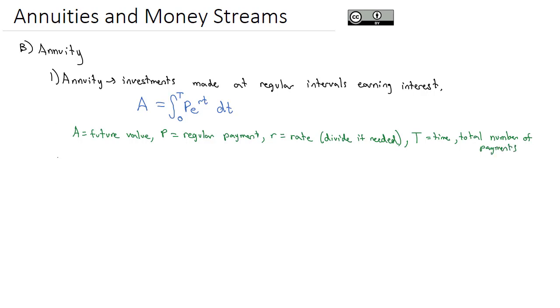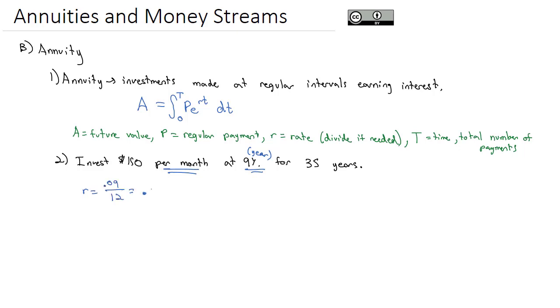So, for example, let's say that somebody wanted to invest in a retirement account, and they invested $150 per month at 9% interest for 35 years. Well, the investments are being put in per month, and the interest is usually assumed to be per year. You're probably not going to get 9% per month on an investment, but you could get 9% per year. So we need to change that 0.09 into a monthly rate by dividing by 12. And when I do, I get 0.0075. So that's going to be my rate.